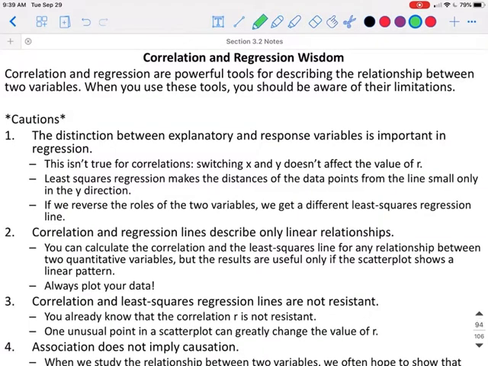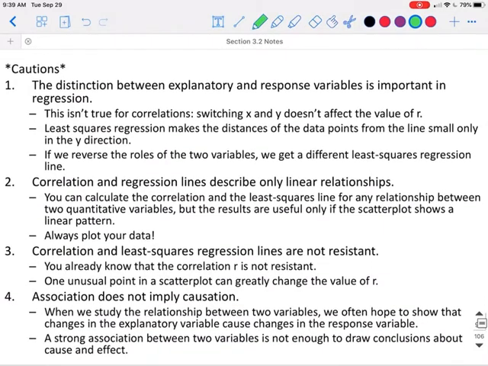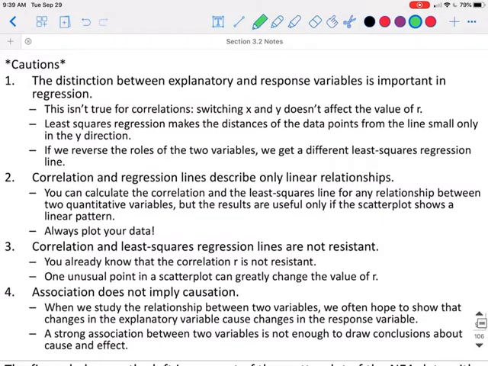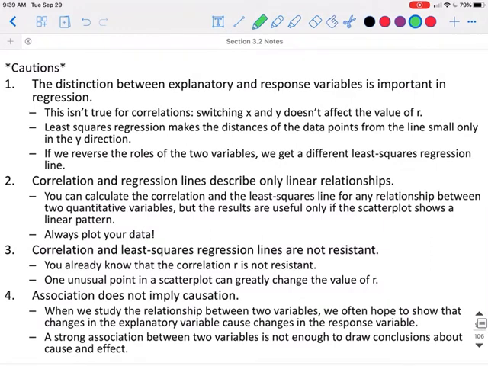So correlation and regression are powerful tools for describing the relationship between two variables. When you use these tools, you should be aware of their limitations. So here are some cautions. The distinction between explanatory and response variables is important in regression. Now, if you remember back to when we were talking about correlation, you can switch the x and the y values, and you would still get the same correlation. But if you switch the x and y values on the least squares regression line, you will get a completely different equation.